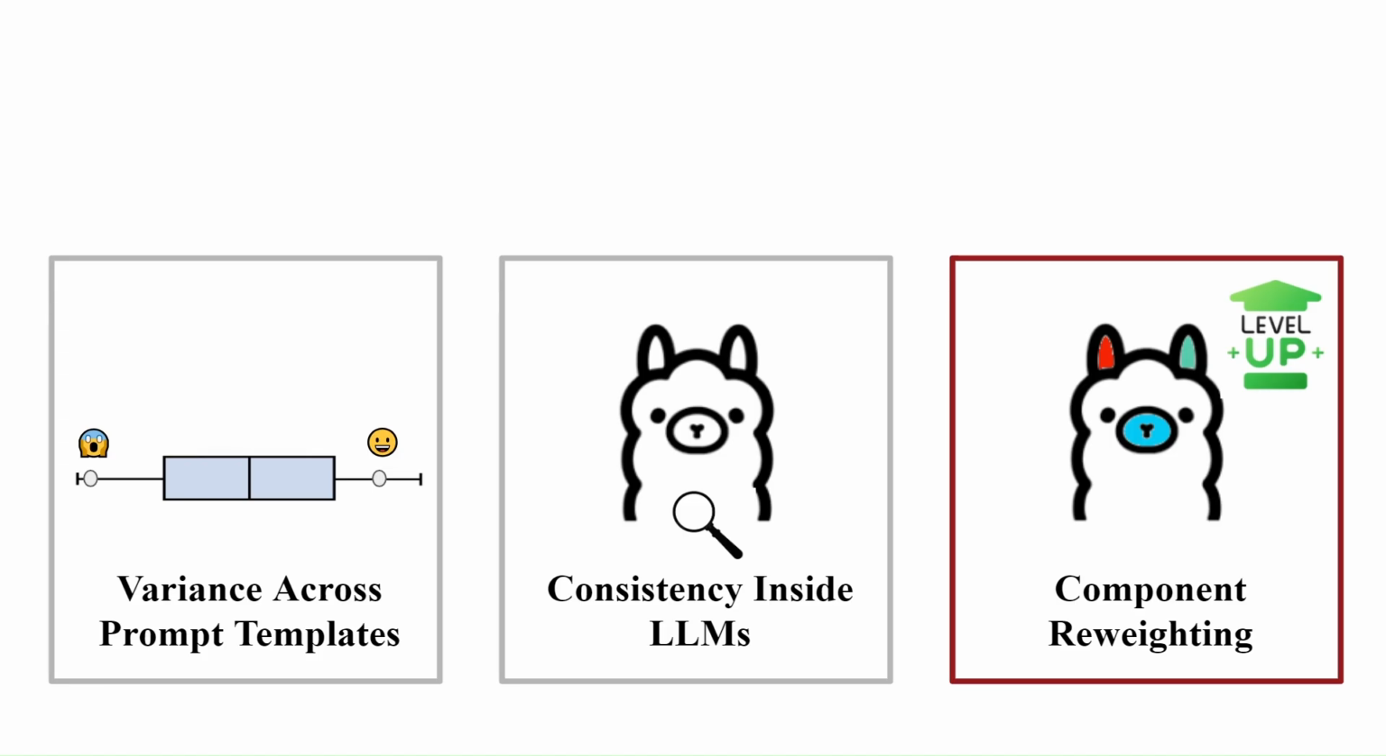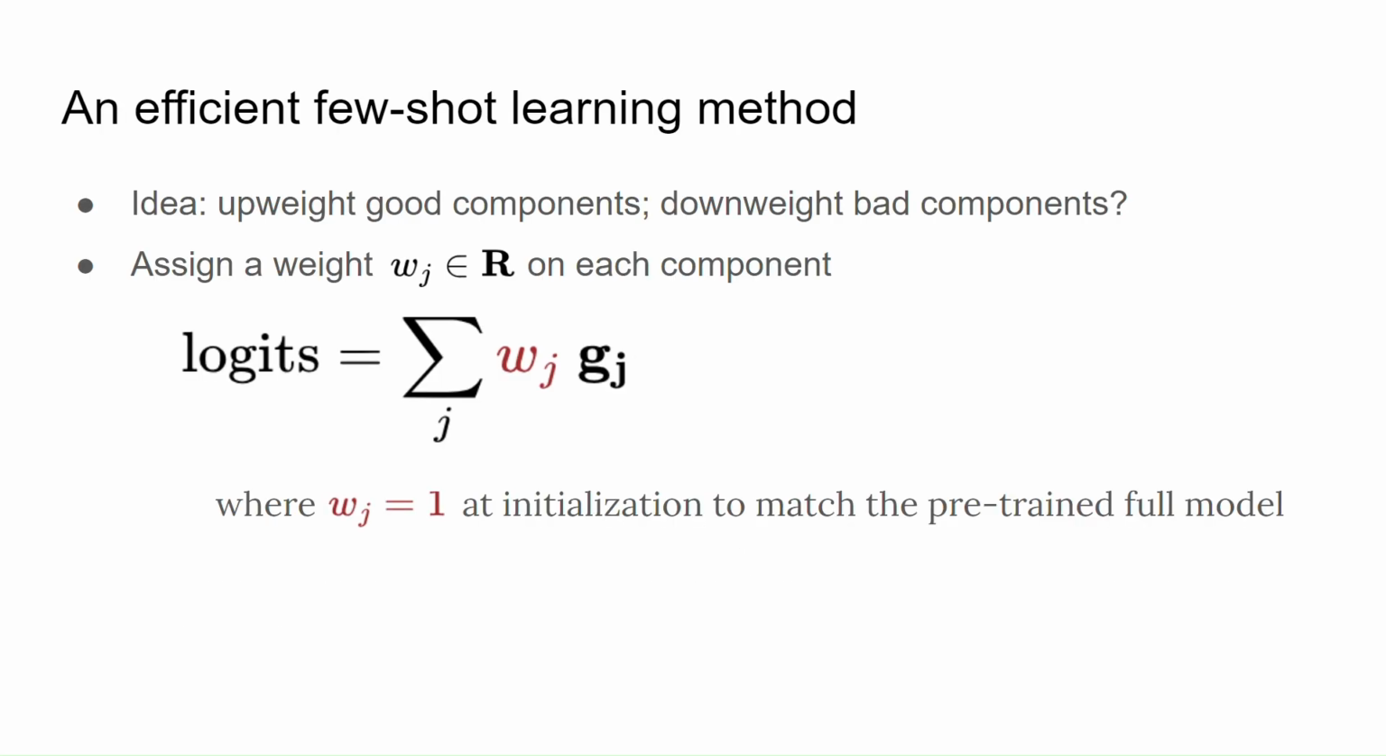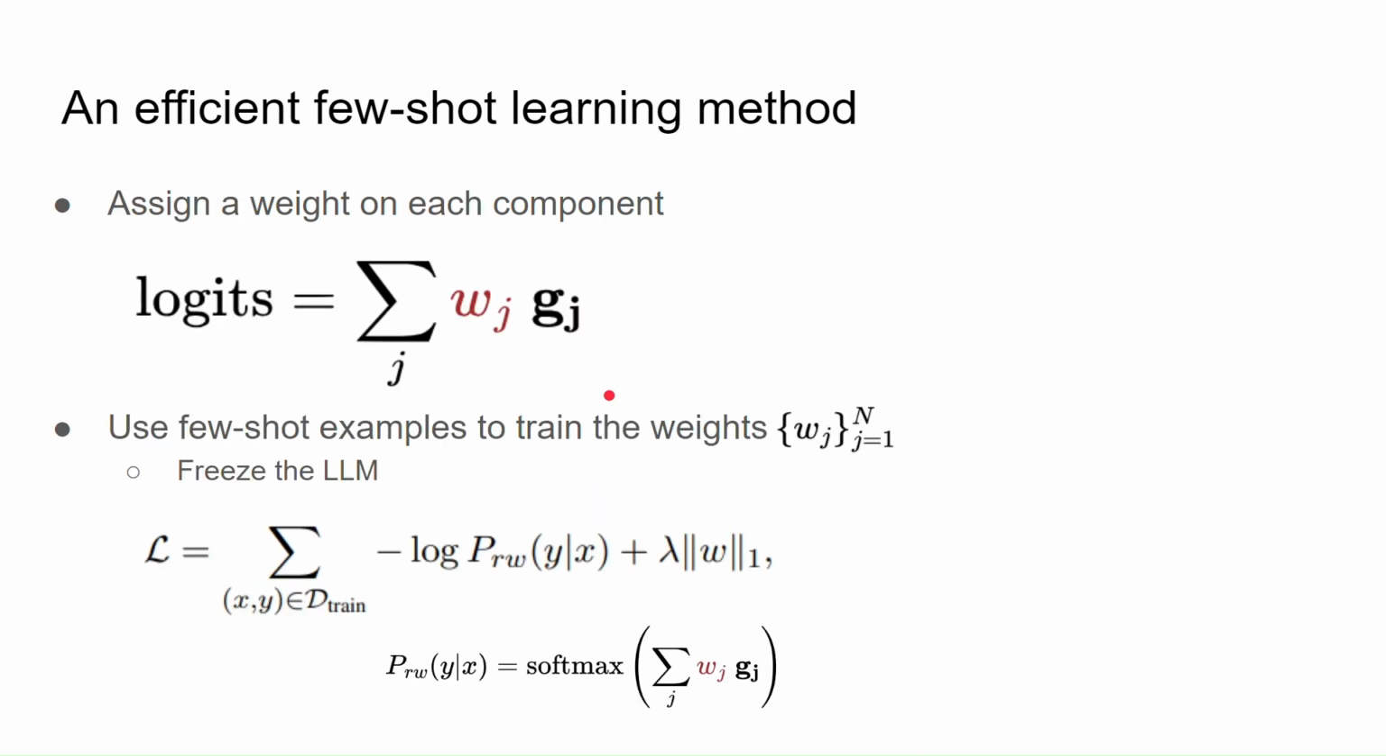Let's move on to our few-shot learning method. So we have observed good and bad performing components inside LLMs. What if we do some kind of reweighting by assigning a scalar weight on each component? So we use few-shot examples to train the weights while freezing the entire LLM.